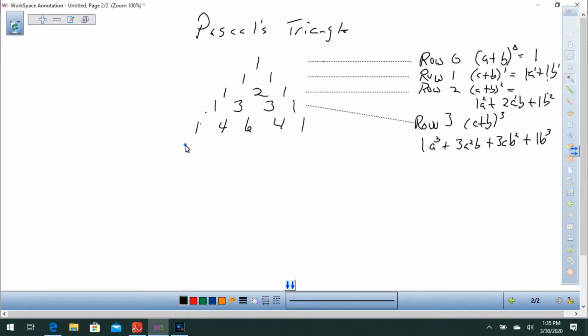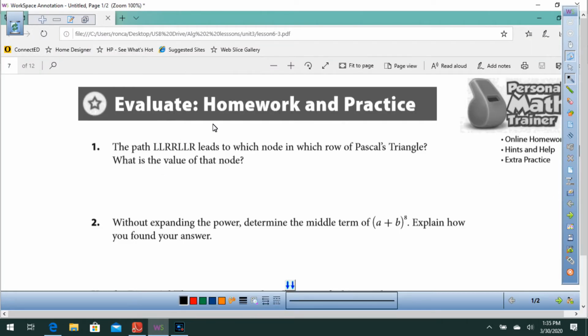And then the next row would be 1. 1 plus 4 is 5. 4 plus 6 is 10. 6 plus 4 is 10. 4 plus 1 is 5. And that leaves you with 1. All right, and we'll go another: 1, 6, 15, 20, 15, 6, and 1. Okay? So there we go. Pascal's triangle.